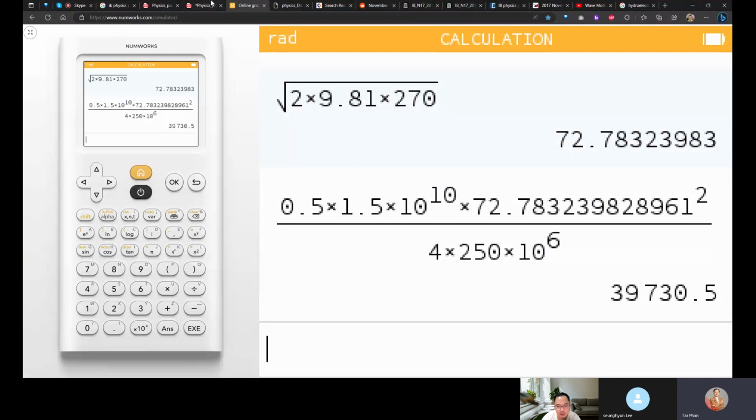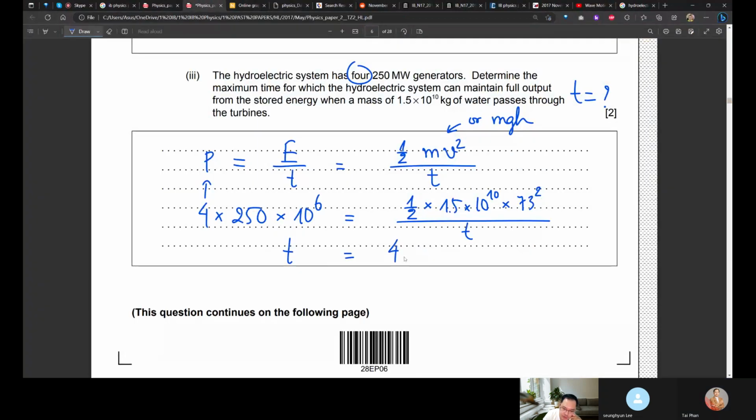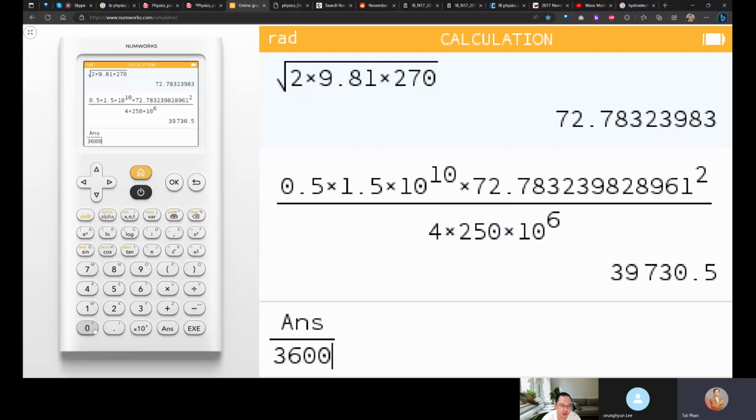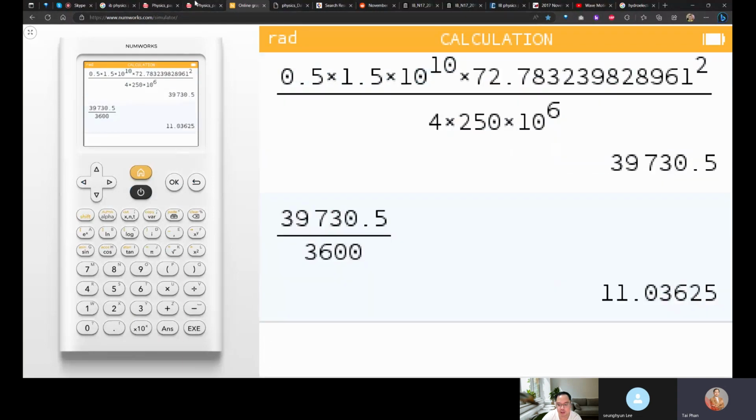Beautiful. 40,000, 4.0 times 10 to the 4 seconds. We can convert into hours to make it more readable and understandable. Take this value and divide by 3,600 to get the hours: 11 hours.